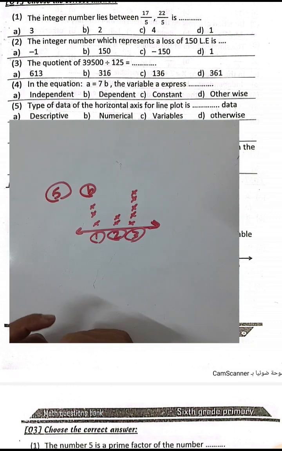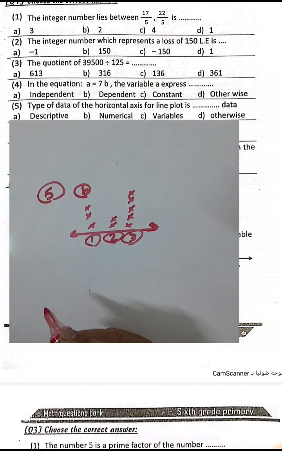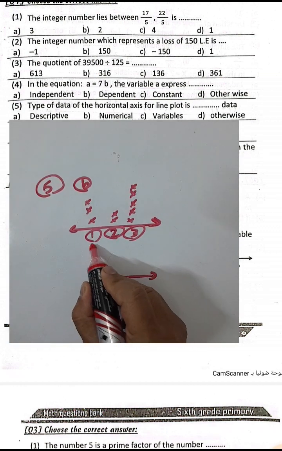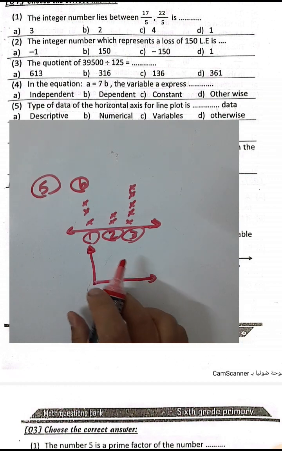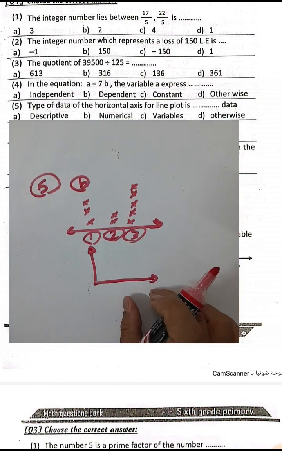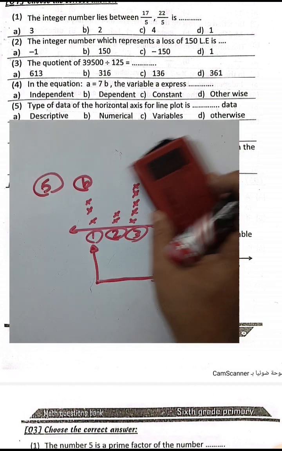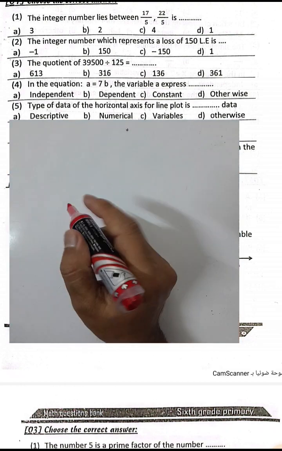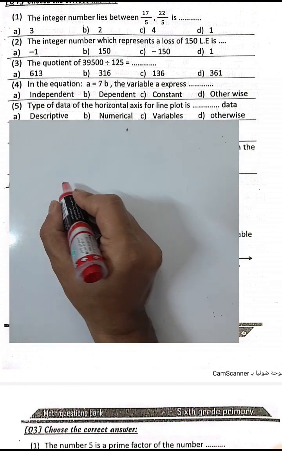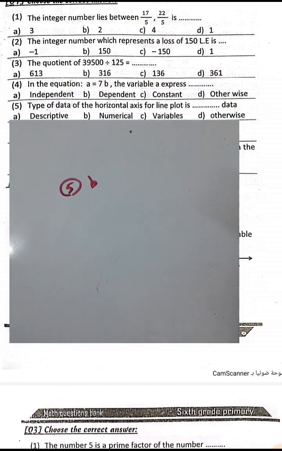But in a bar graph, the horizontal axis, we have here quantities. We want to see them in the horizontal. So the result will be numerical. Choose letter B. About question 5, choose letter B, numerical.